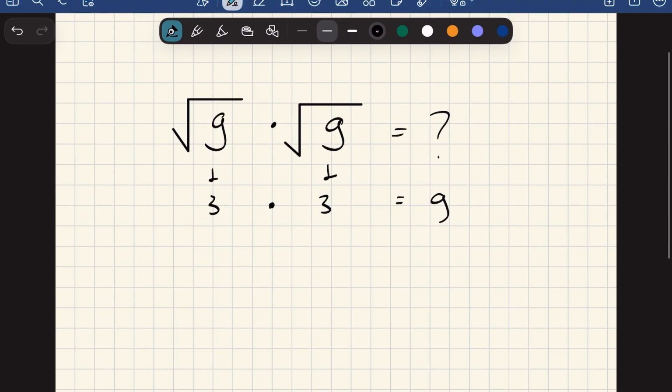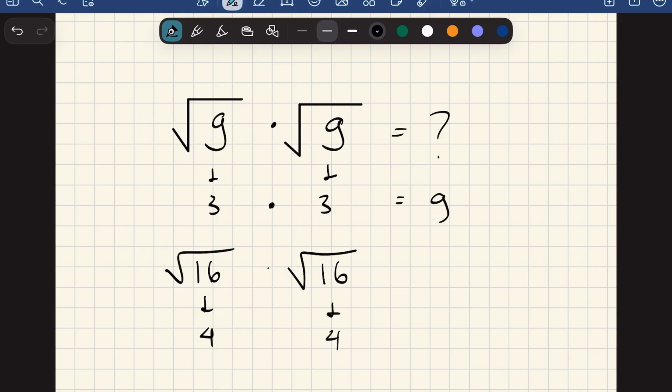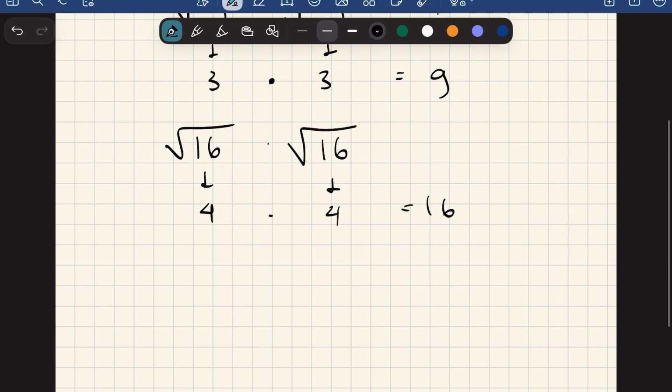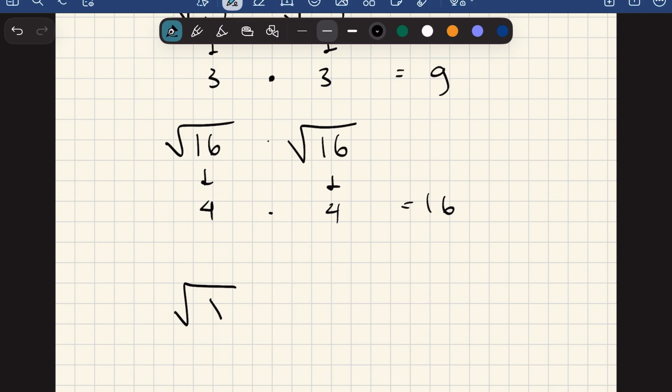If we do the same thing for square root 16 times square root 16, square root of 16 is 4, and 4 times 4 is equal to 16. Now we're noticing an interesting pattern here. That is, the square root of a number times the square root of the same number is just equal to the number itself. This is an important rule that we're going to use to rationalize the denominator.